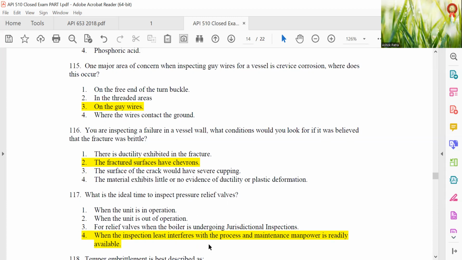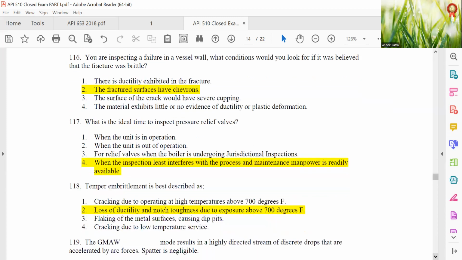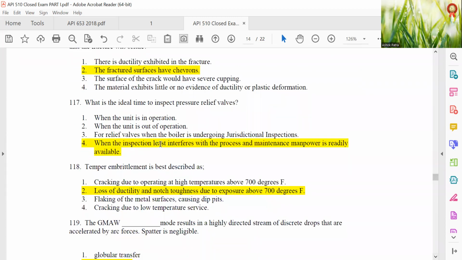What is the ideal time to inspect a pressure vessel relief valve? When the inspection test interferes least with the process and maintenance manpower is readily available. At that time you can inspect the pressure relief valve and maintenance manpower is readily available.